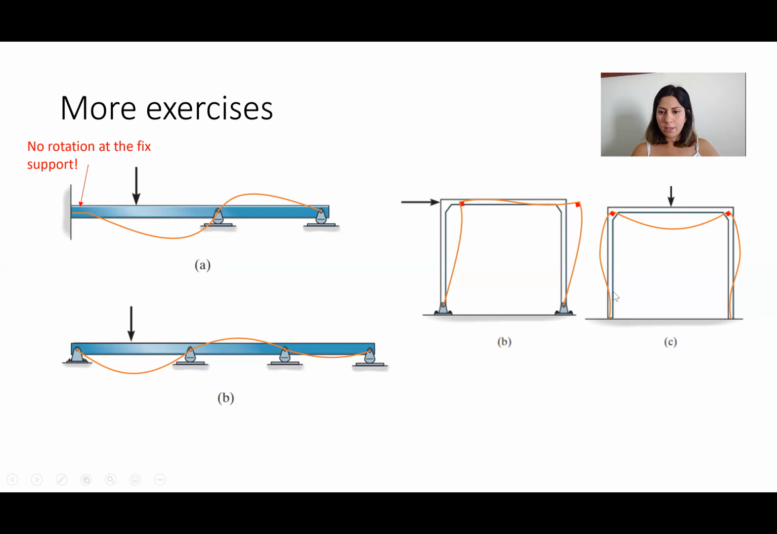For the other one, as you can see, I kept the straight line at the supports because they are fixed. We don't have any rotation. And then you need to bend this down for the beam and then keep the right angle at both ends and draw the line like this. Just think about it and ask me if you have any questions tomorrow.